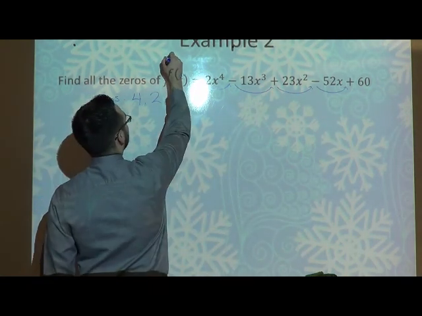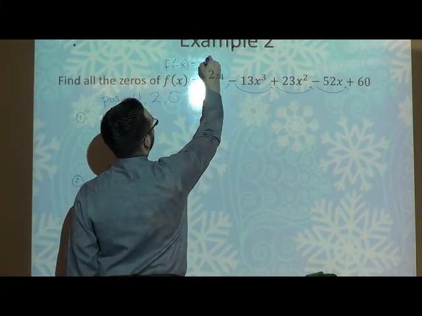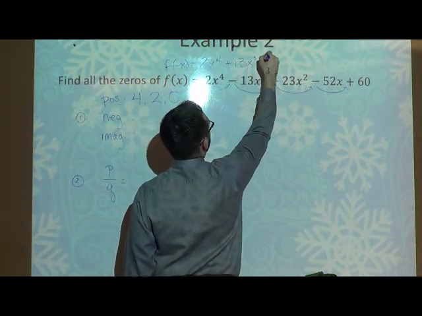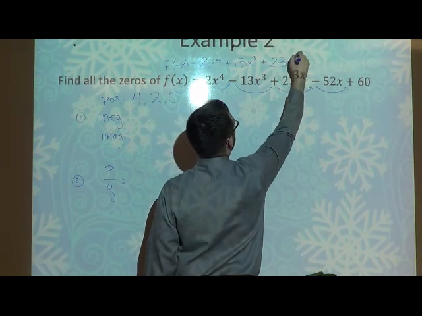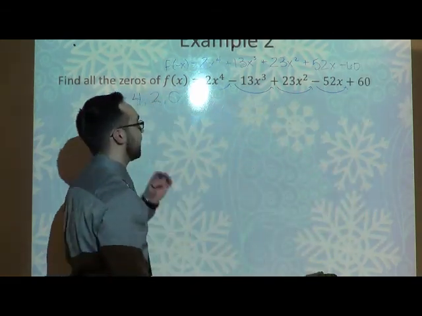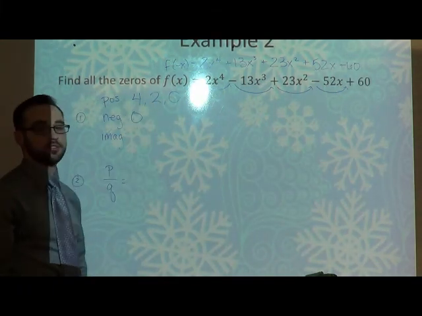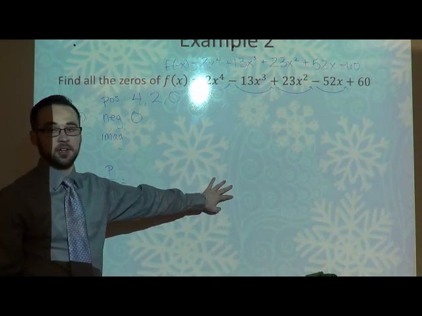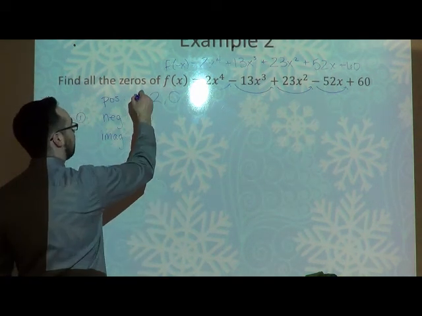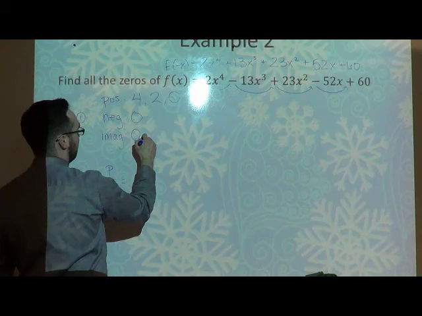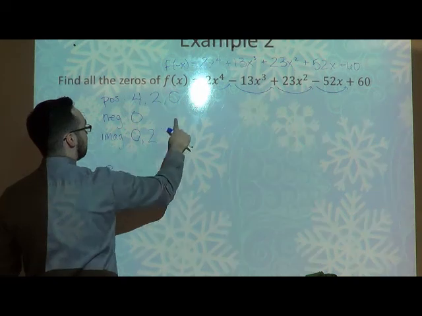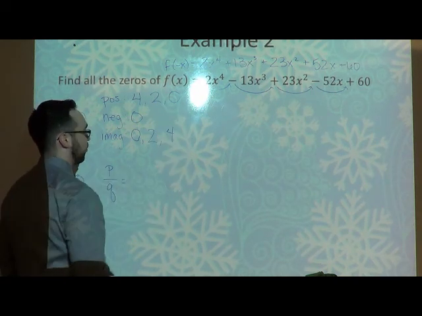Let's go to the negative. If I have f of negative x, 2x to the 4th stays the same, plus 13x cubed, plus 23x squared, plus 52x, plus 60. No sign changes. So that means there are no negative solutions. When I write out my possibles, I'm going to ignore all the negatives. So if I have 4 positives and no negatives, I would have no imaginaries. If I have 2 positives and no negatives, I'd have 2 imaginaries. Or 0, 0, which means I'd have all 4 imaginaries.